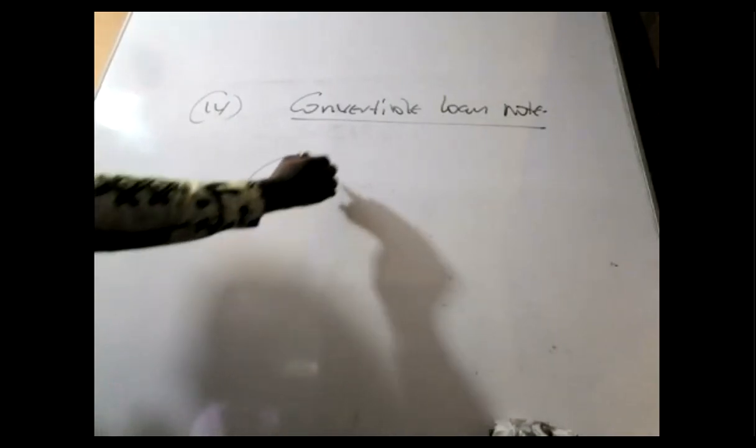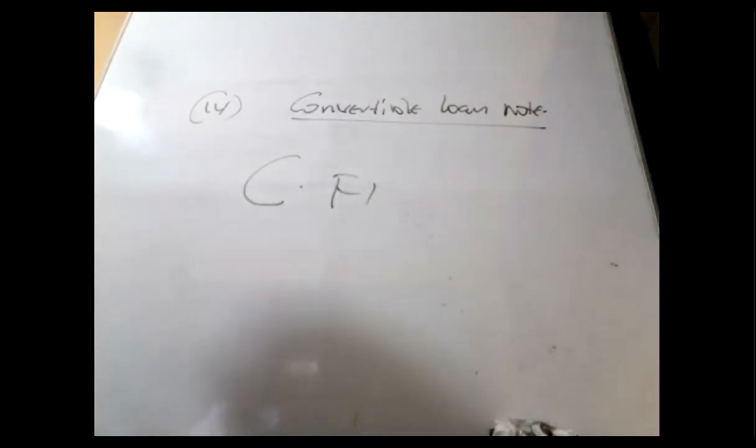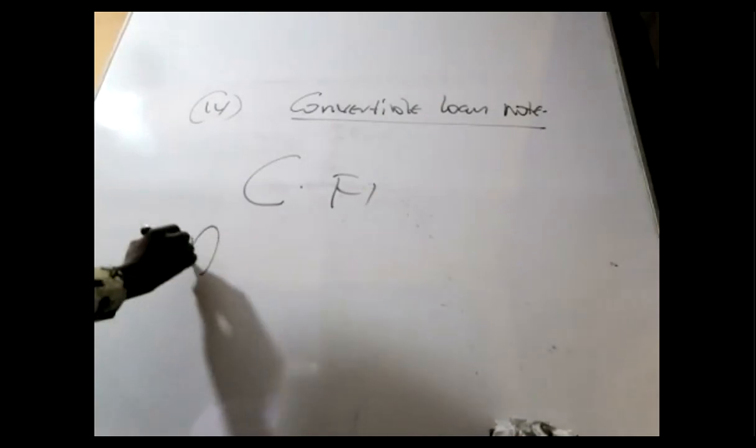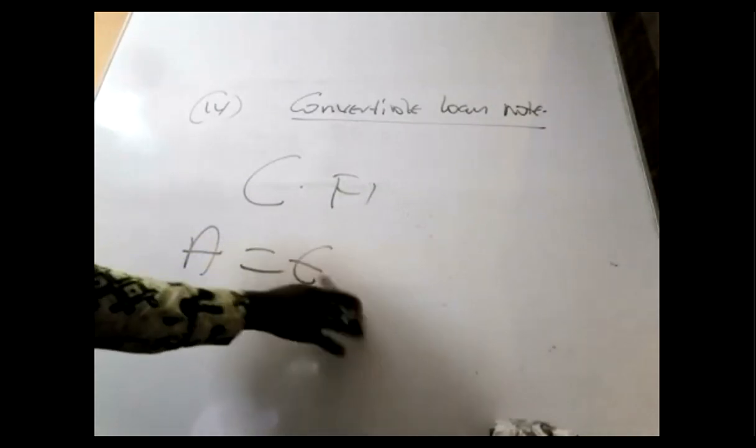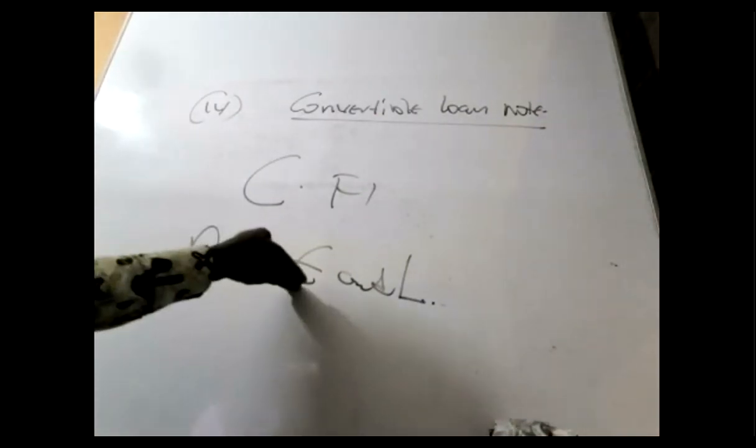First of all, we need to break this loan into two. When you say convertible loan stock, this is a compound financial instrument, meaning that it's an asset to one party, but it could be equity and liability to the other party. That is a compound instrument. It's an asset to one party, equity and liability to the other party.